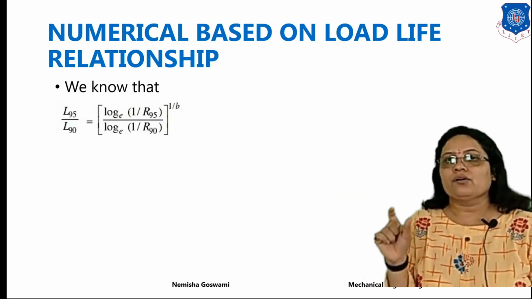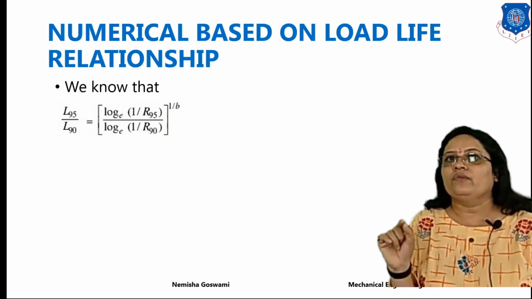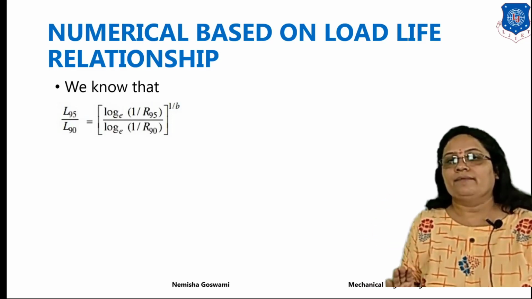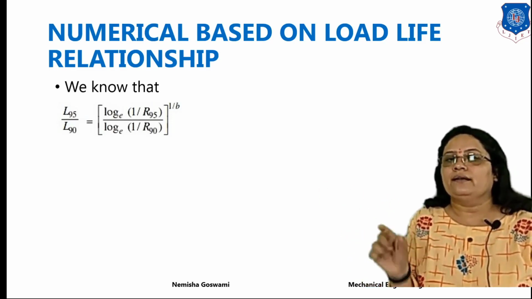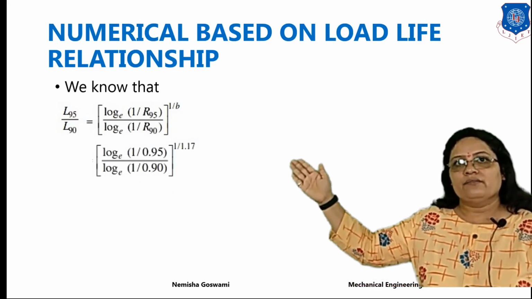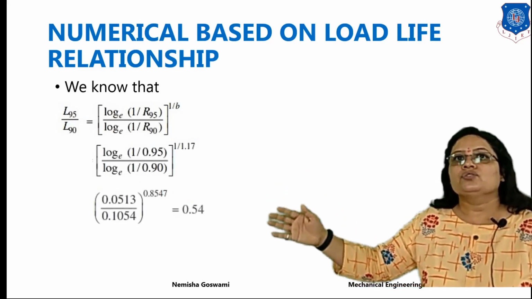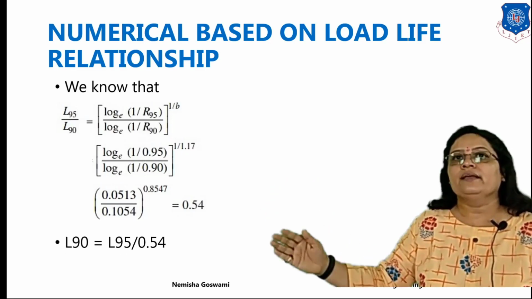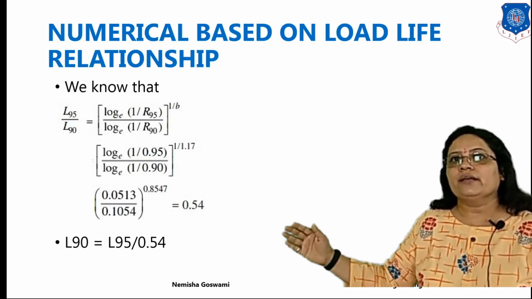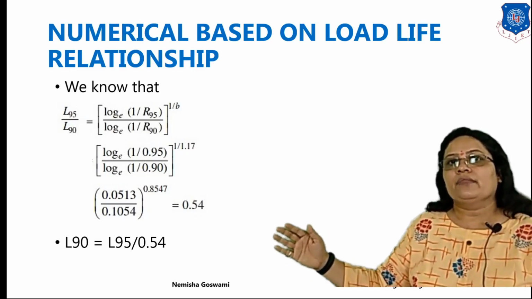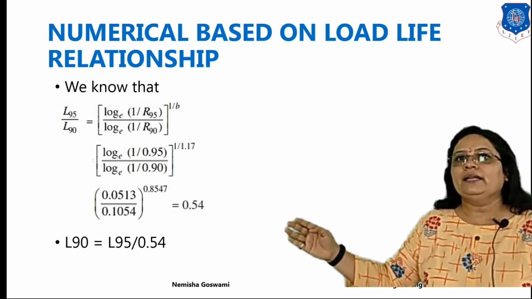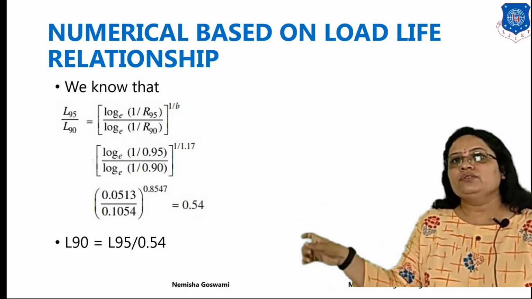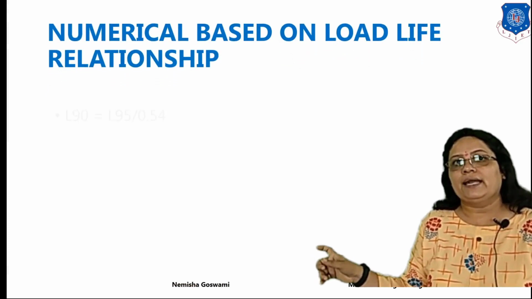We know V is constant, so V is equal to 1.17. R95 means 0.95 and R90 means 0.9, right? So we will put these values in this equation. You will get this value equal to 0.54, and you can transfer it, so L90 is equal to L95 divided by 0.54. So by using this equation, we can find L90.